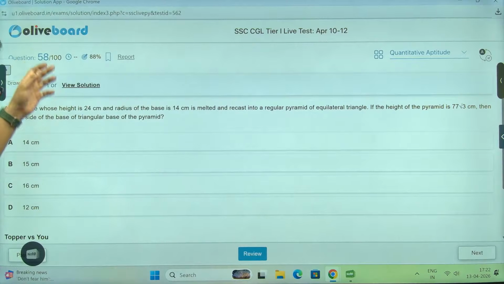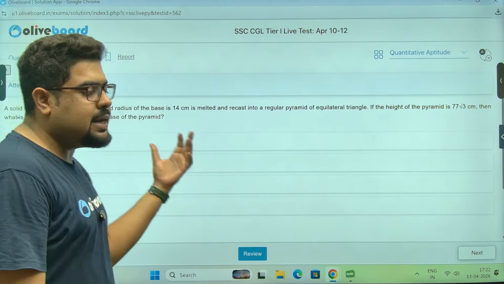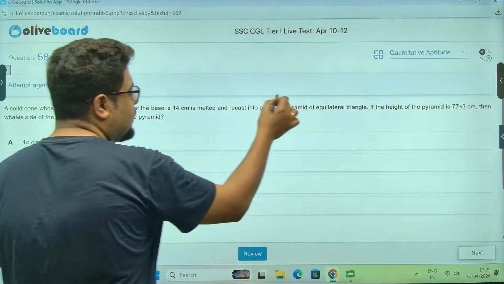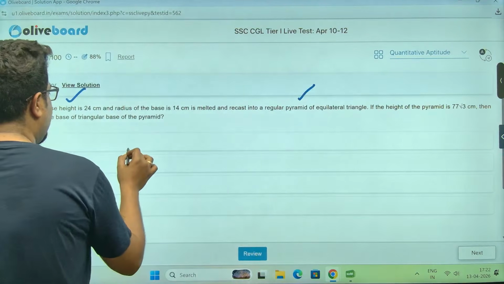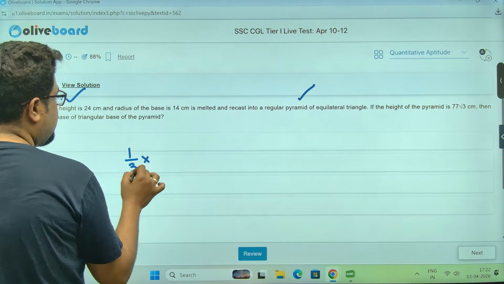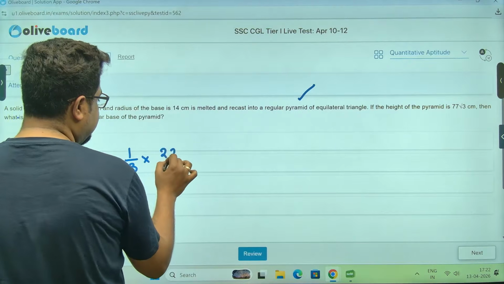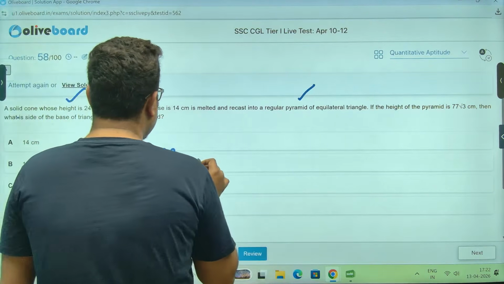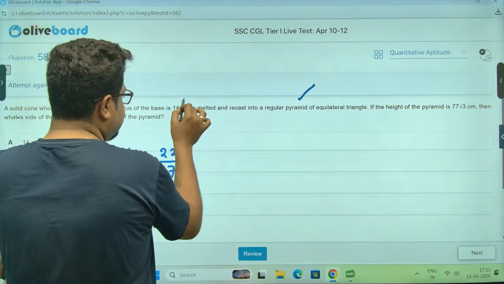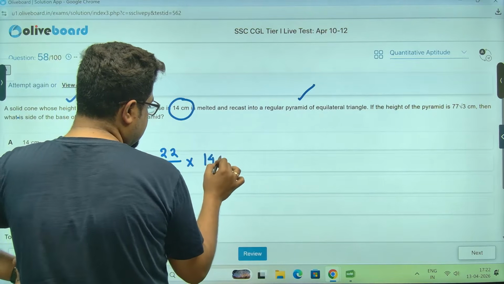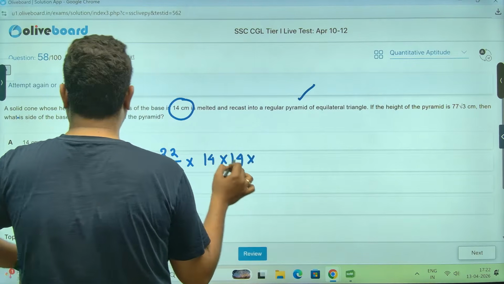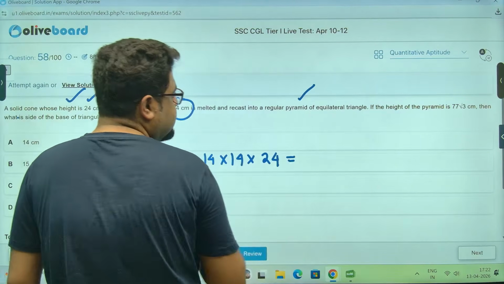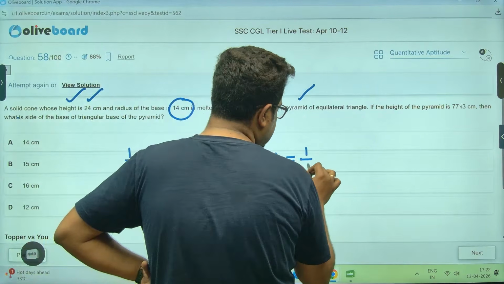Solid cone, this melted and recasted, meaning volume same. Volume of the cone is equal to volume of the pyramid. Chalo, 1/3 pi r square h. Acha, pyramid doesn't have a pi, so again I'll put 22/7. So radius of the base is 14. R square into h is 24. So volume of the cone is equal to 1/3.